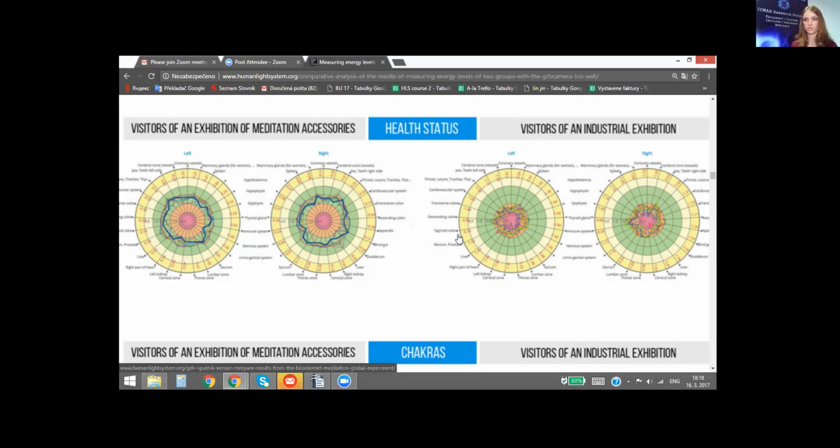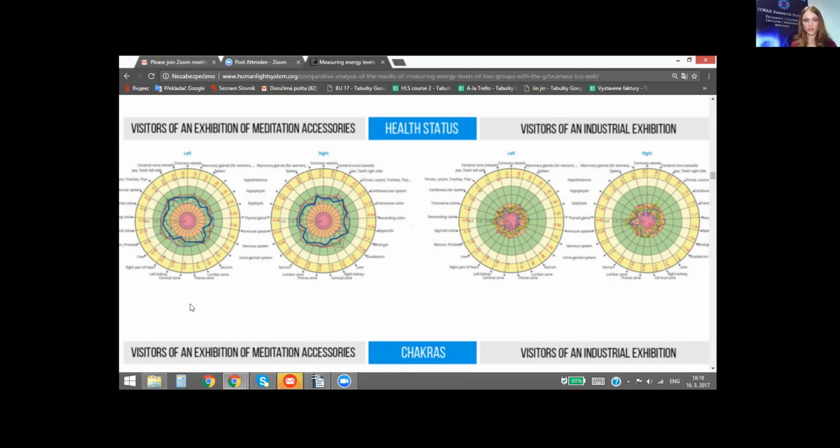And the second exhibition was an industrial one. It was devoted to industry and innovations. So people who came there were mostly engaged in innovative technologies, industry, business, and some of them were businessmen who have very stressful lives and don't have time to take care of their mental and physical health.